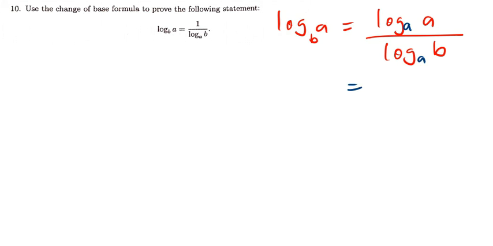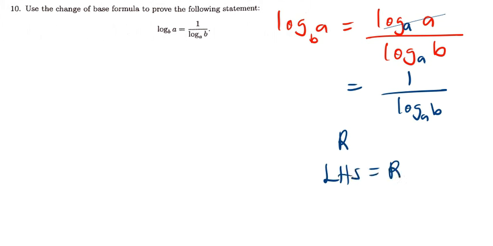Now what should come to your mind is that log of base itself is 1, so on top there is going to give me 1. So we can see that the left hand side is equal to the right hand side, hence proved. That's how it is there.